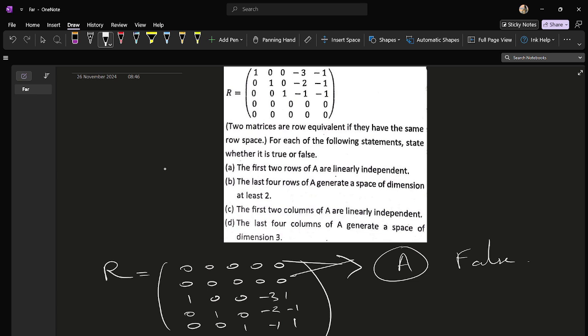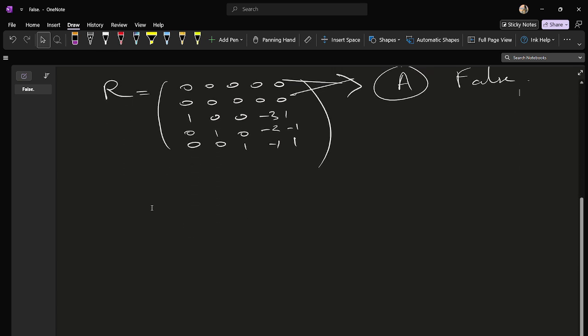Now option B says the last four rows of A generate a space of dimension at least 2. Again we have to think. Let me change my color first, to the blue one. So what is the rank of A? It is 3. So A has 3 linearly independent rows.